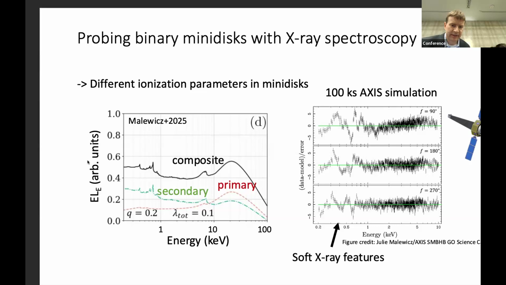I'll just comment on that point. There's probably going to be some degeneracy between detecting the 6.4 and 6.7 keV iron lines because of different ionizations and the fact that you have a double-peaked line because of the two mini disks, right? So it's a complicated model at the end of the day, I suppose.